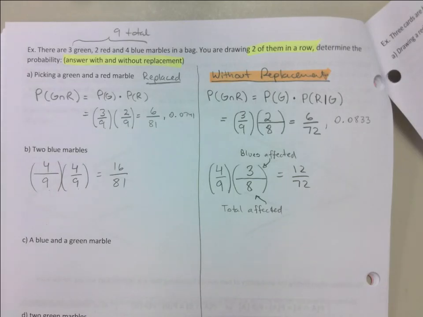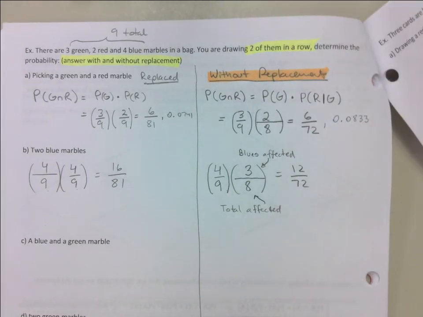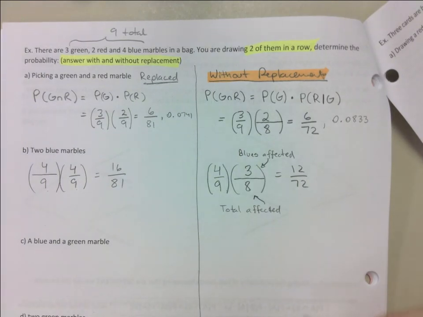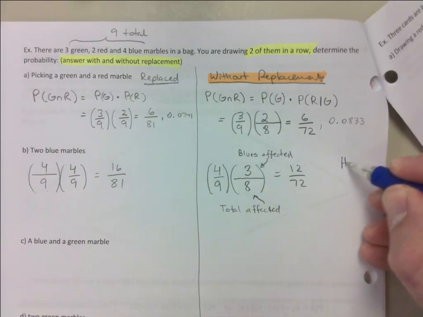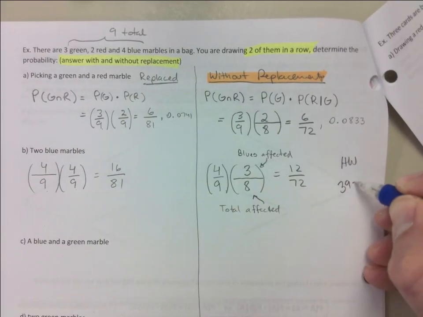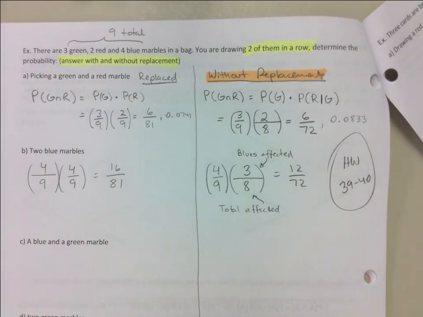Can you do 39 and 40, guys? I'm just going to leave it at 39 and 40. I'm not asking for too much, I don't think. So homework, 39 and 40. There you go.